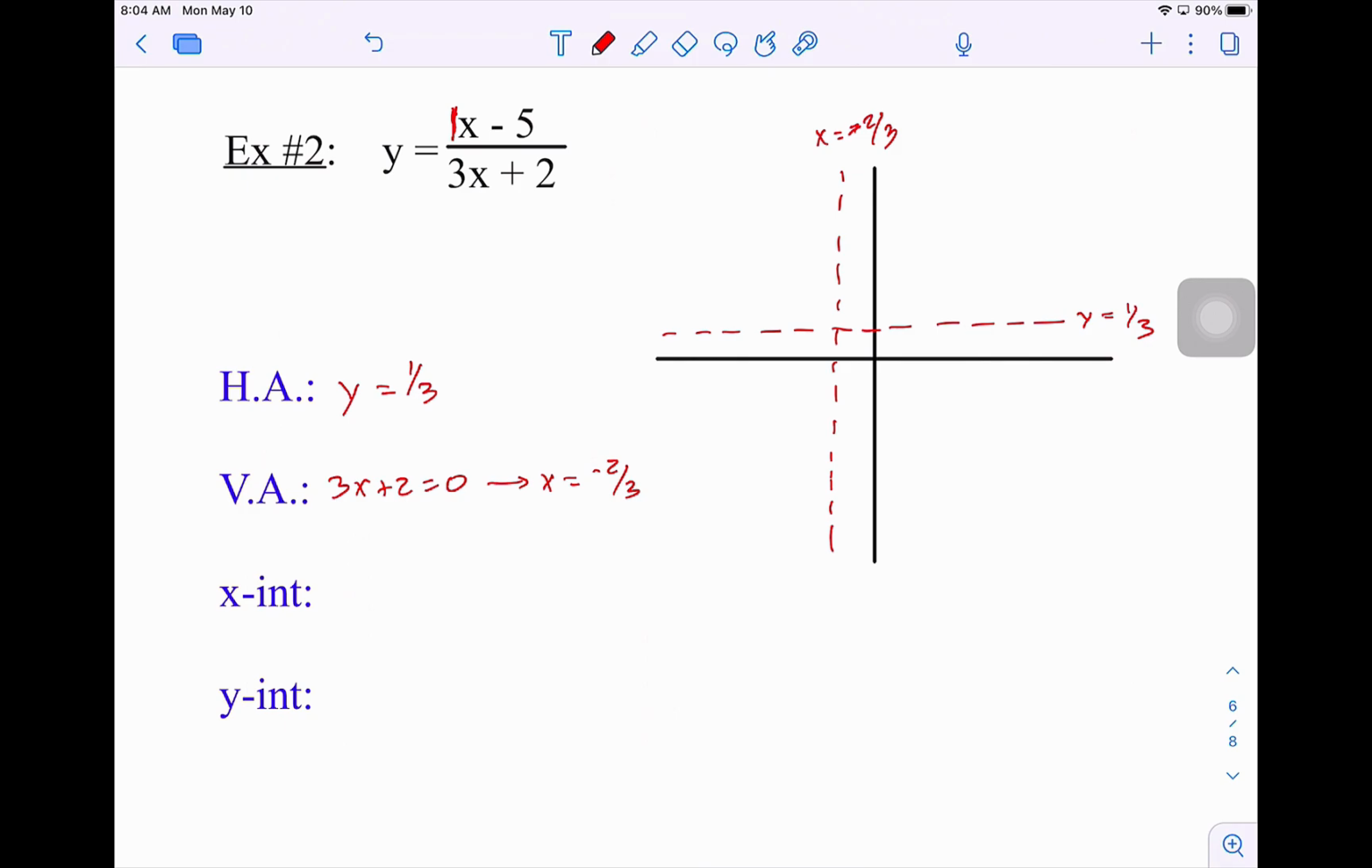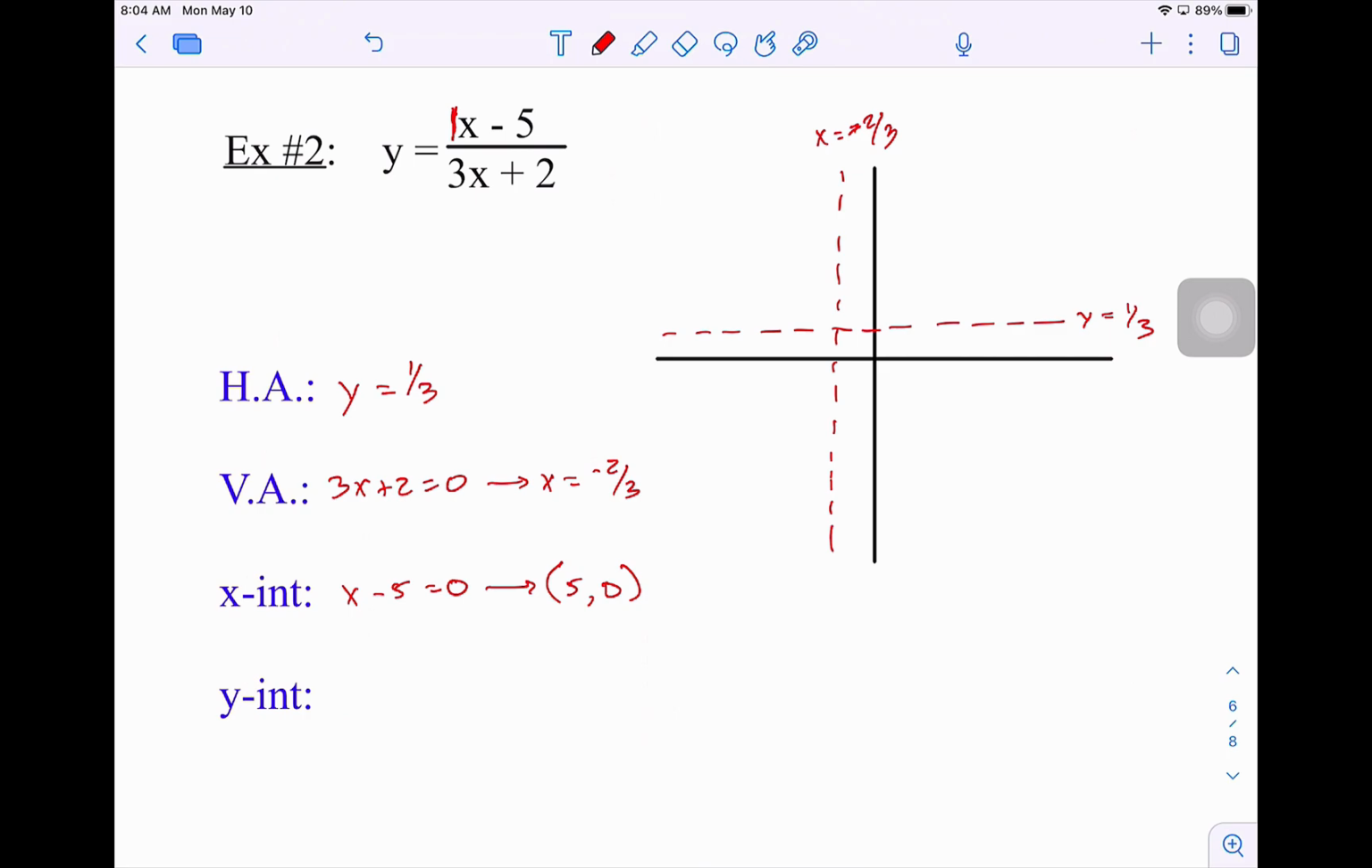And now we find the x and y intercepts so that we can figure out where the graph is going to go, where the curve is going to be located. So x-intercept, remember, is when y equals 0, and a fraction equals 0 where the numerator equals 0. So we take the numerator, x minus 5, set it equal to 0, and figure out what x is. All you've got to do is add the 5 over, and therefore we have the point 5, 0.